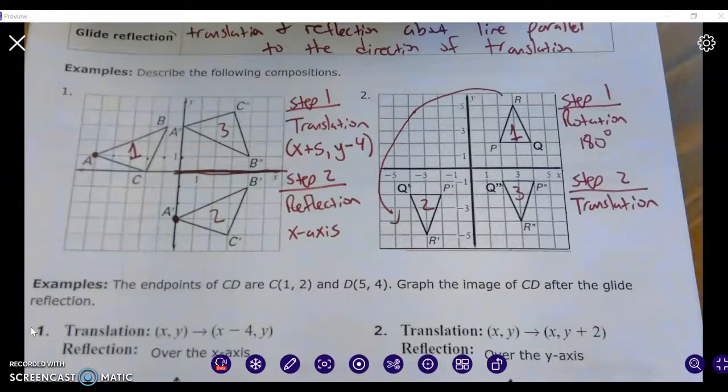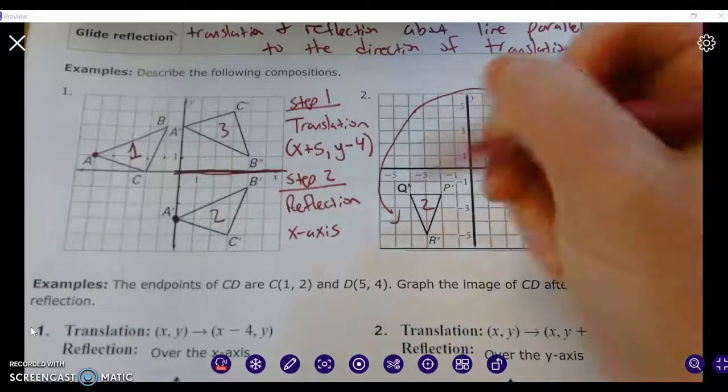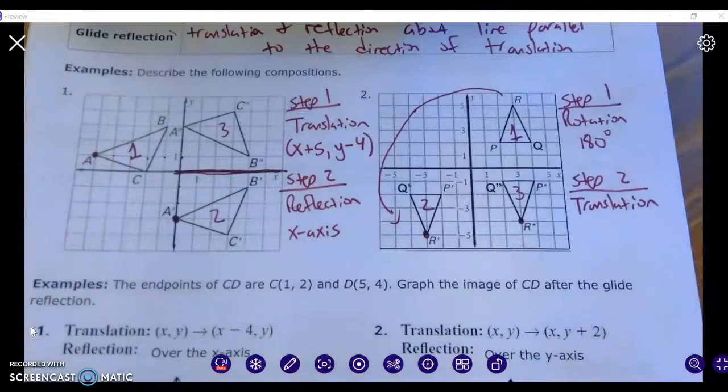And then you're going to want to go ahead and count how many it moved left or right, and then how many it moved up or down. So just pick between 2 letters, the same letter, obviously. Like I'm going to count between R and R, but you could do Q and Q or P and P. You should get the same answer.